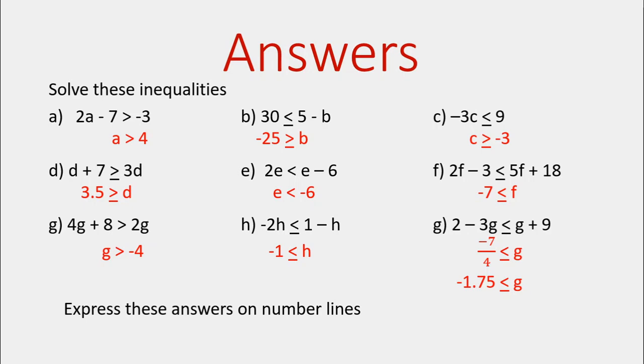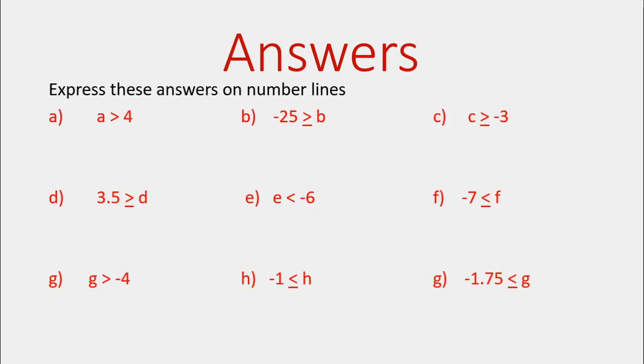I hope you've had a chance to hit pause. It takes a while to set these number lines up nice and neatly. Let's go ahead on to the answers. A is greater than 4. So my critical value is 4, and I've got my arrow shooting up from there. For B is less than or equal to negative 25. So I've colored in my circle on our critical value negative 25, and I've shown my arrow going to the more negative values, the lower values on the left side.